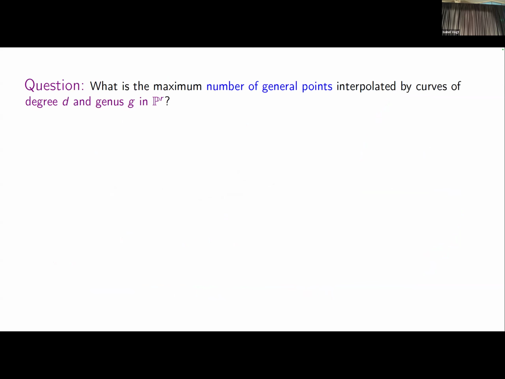So when you see this question, there's a natural moduli space here. You could take the Hilbert scheme. I think from the point of view of the interpolation problem, it's a little more natural to take the space of maps. So I'm going to consider the moduli space of degree D maps from a curve of genus G to P^R, and I'm going to denote that M_G(P^R, D).